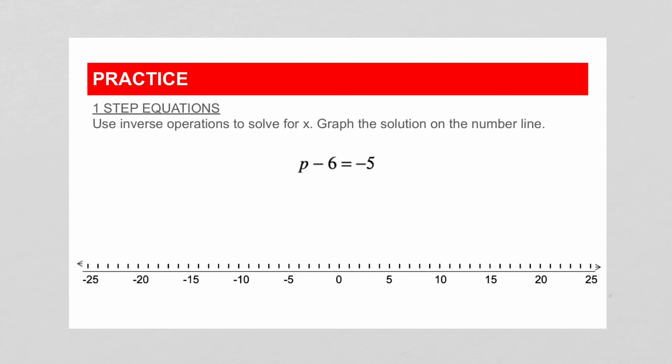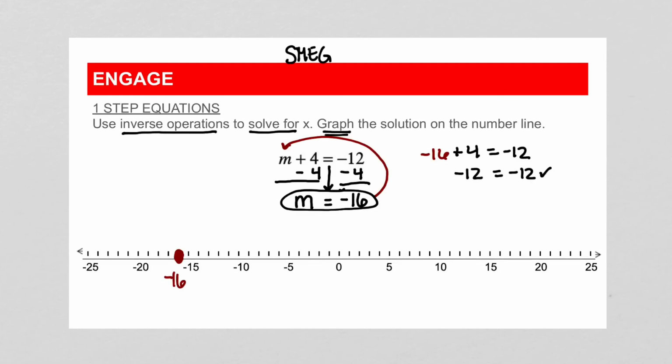Okay, that's pretty much all you have to do. It's exactly what we did yesterday, only this time we're going to show that where x is a certain number, that can be represented on a number line.